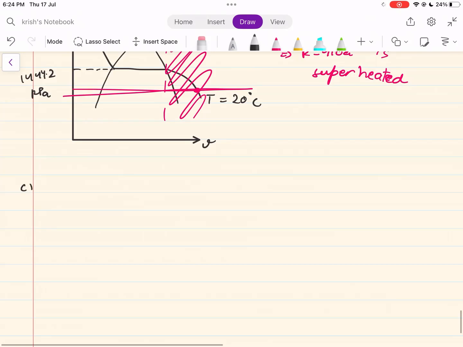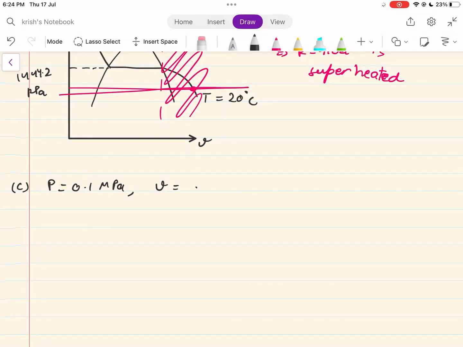Okay, moving swiftly on to part C. P equals 0.1 megapascal. Again, no unit has been given. No quantity has been given. We're going to have to identify it via the units. A specific volume is given to be 0.1 meter cube per kilogram. 0.1 implies 100 kilopascals. And give me a second.